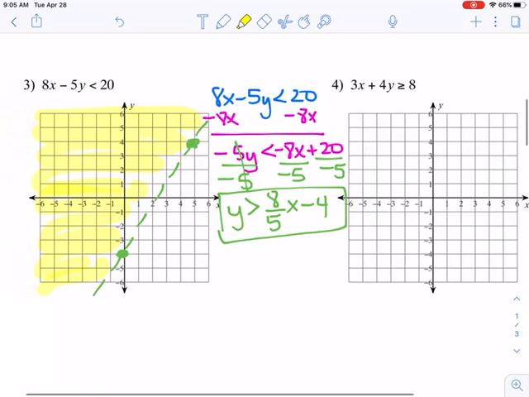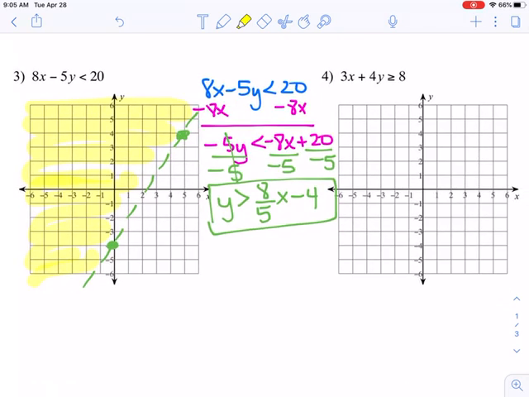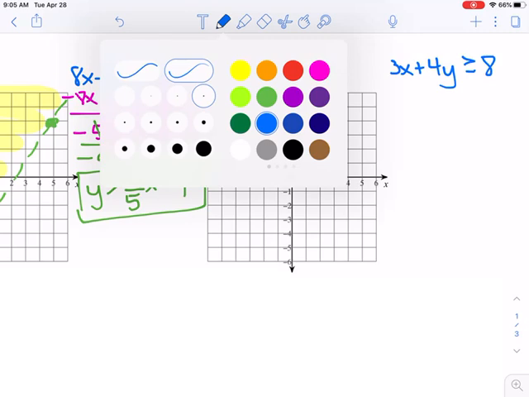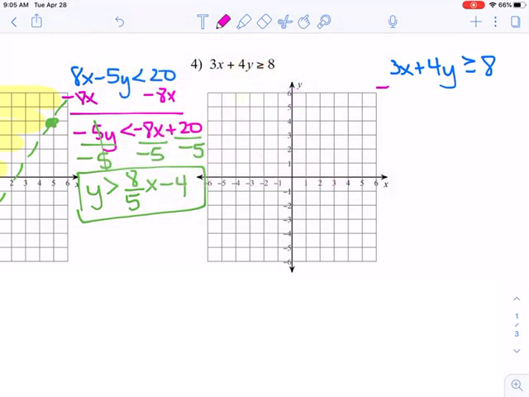For question number 4, just like in question number 3, I have to get y by itself. So I need to do a little pre-work first. Let's go ahead and start by rewriting the equation so that we can do our work. 3x plus 4y is greater than or equal to 8. We want to get that y by itself. Let's start by subtracting 3x from both sides.